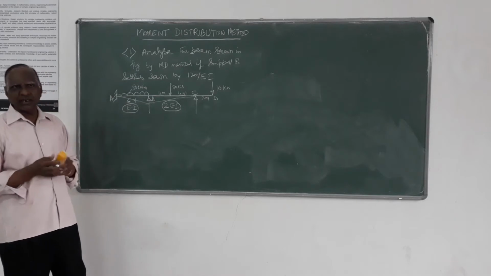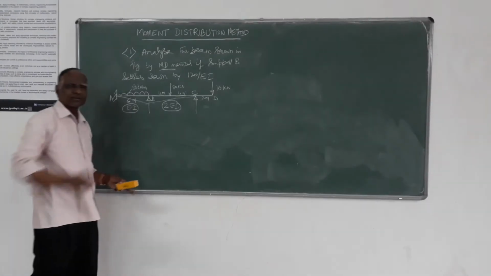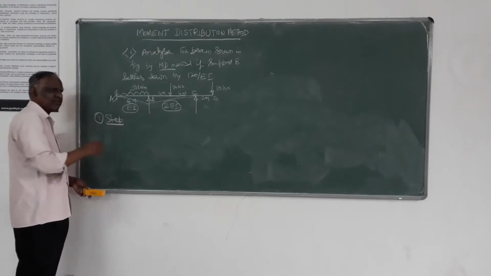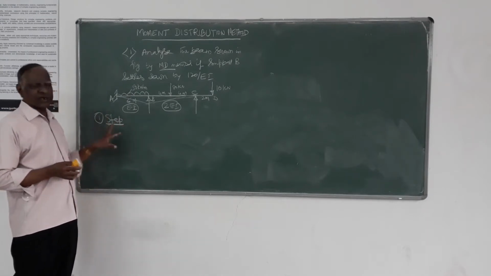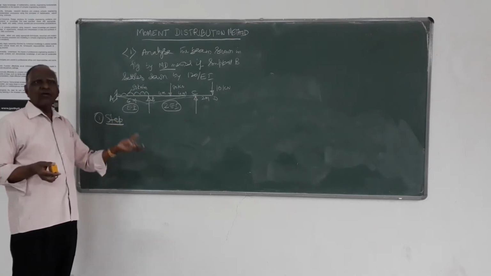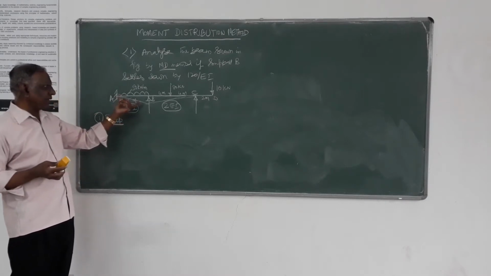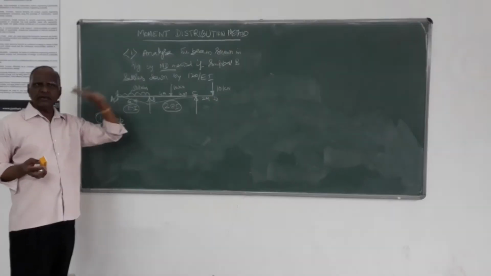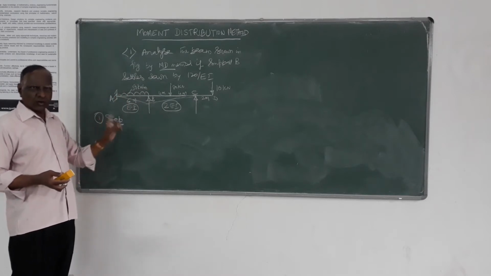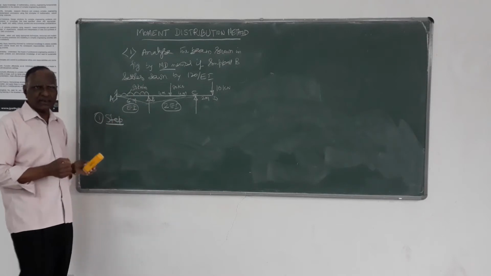Now this problem will be worked by the moment distribution method, MD method. So the first step, as we explained in the slope deflection method, remains the same. In the first step you have to identify what are the unknowns to be determined during analysis. The unknowns to be determined during analysis are member end forces. Member end forces will be shear as well as moment. Out of that, we select only the moments at the ends as the unknowns.